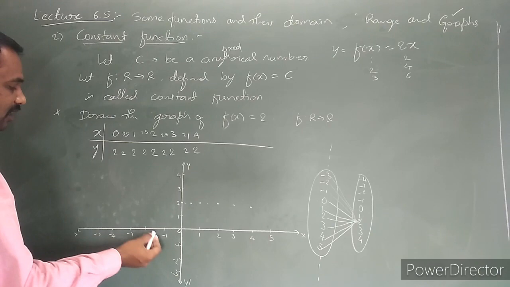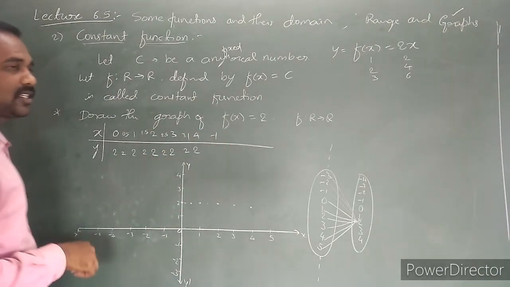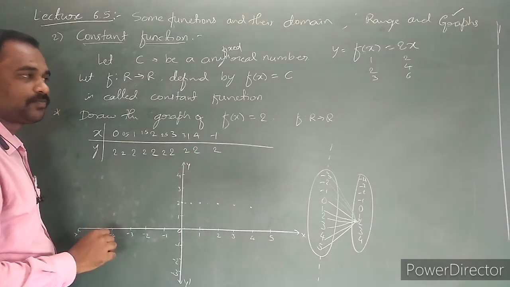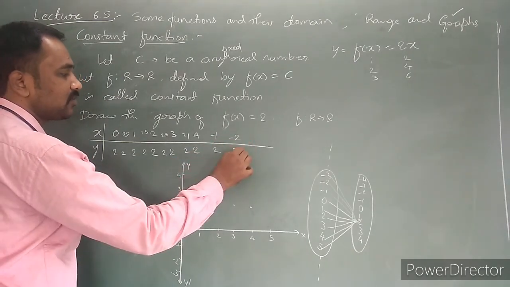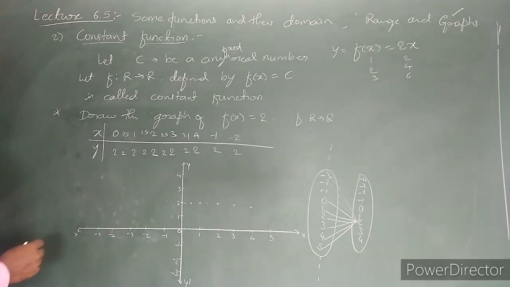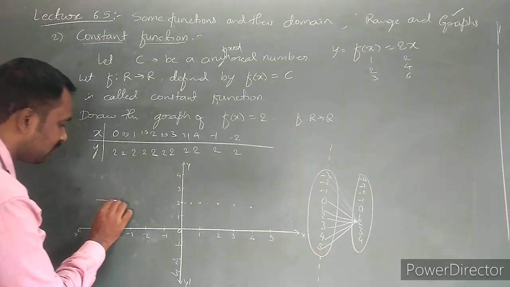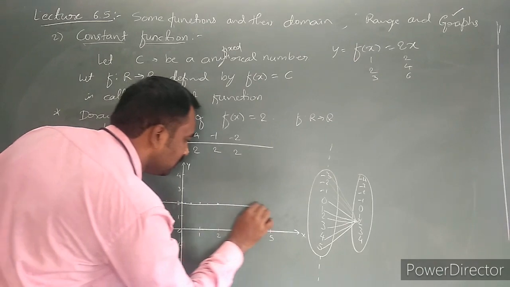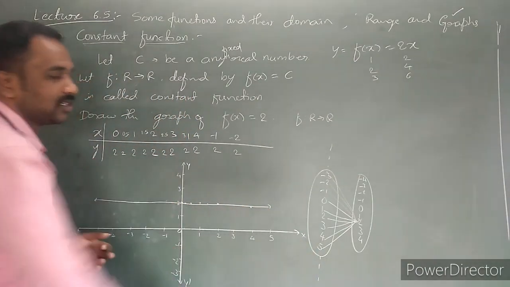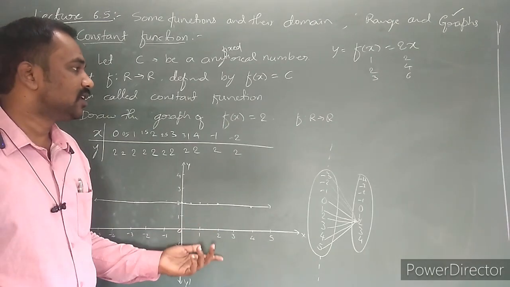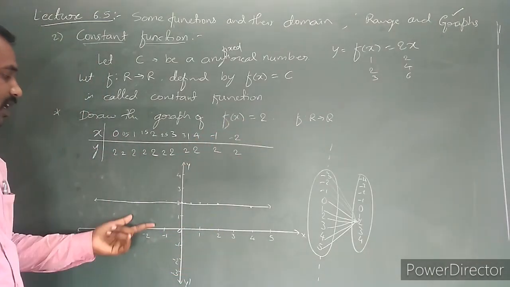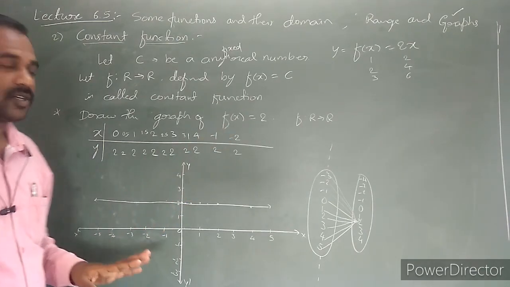All the real numbers are taken. Similarly for negative values: if x value is -1, function value is 2. If x value is -2, function value is 2, like that. It continues. So for all real numbers, the function takes the constant value 2. Joining all the points, it is a straight line. This is the graph of the function f of x is equal to 2.